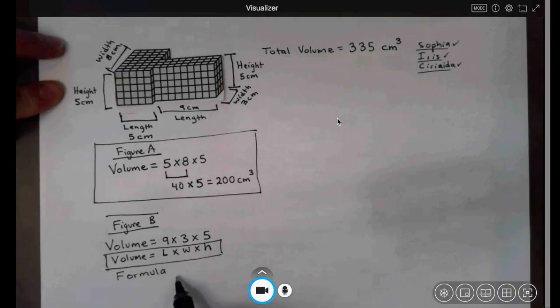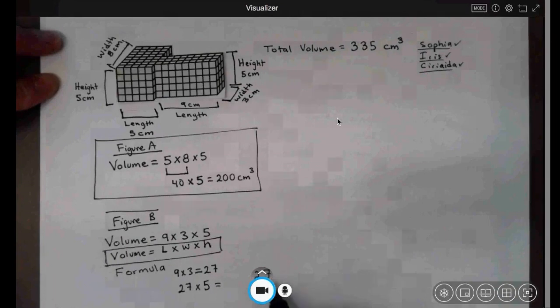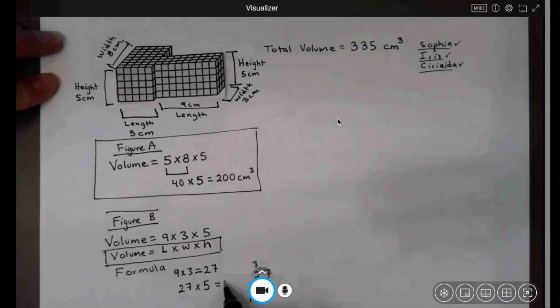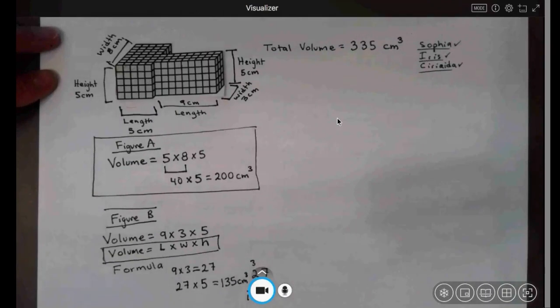9 times 3. What is 9 times 3? 27. 9 times 3 is 27. Then what do you do with 27? You multiply it with 5. Okay, and what do you get when you multiply 27 times 5? 135. Okay, 135. So 5 times 7 is 35. You carry the 3. That's how we get it. So 5 times 2 is 10, plus 3 is 13. That's how we get 135. All right, 135. And 135 what, Araceli? Cubic centimeters.